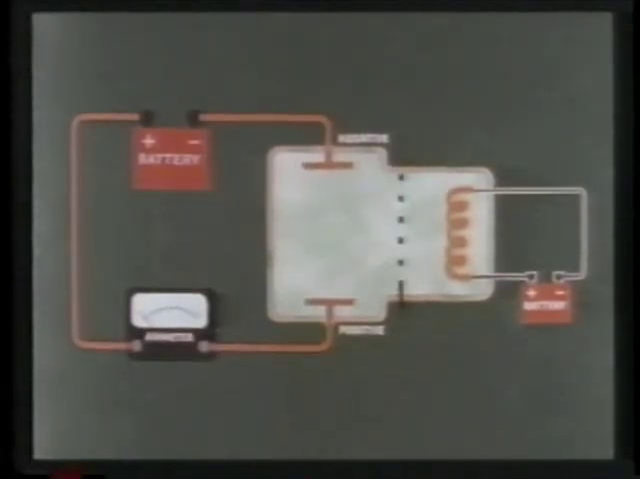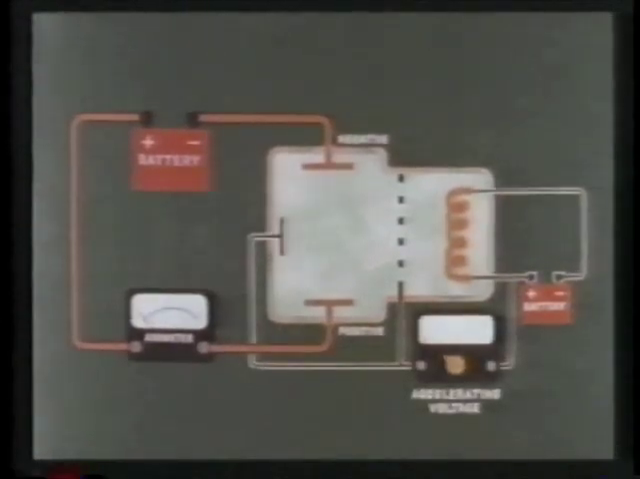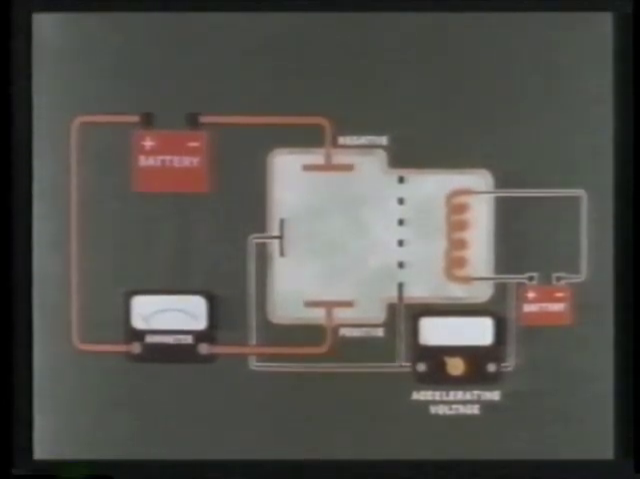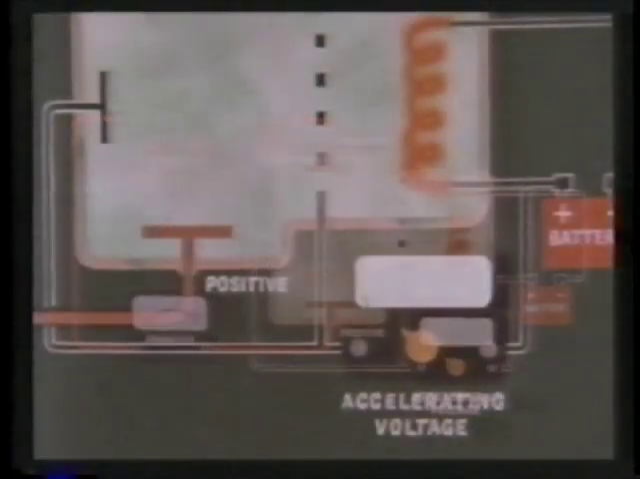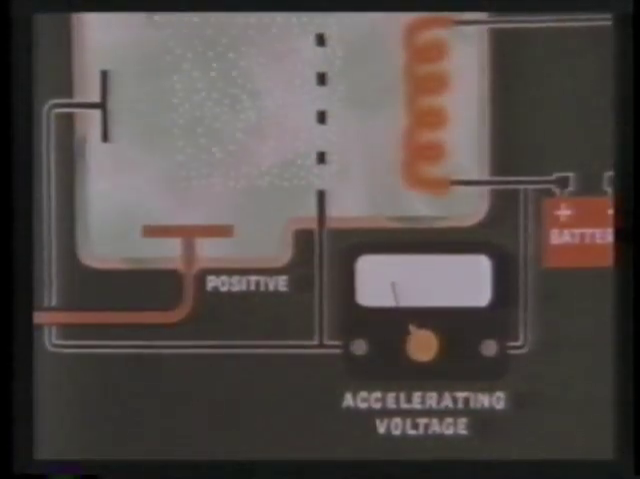This is a metal screen through which most of the electrons can pass. It is called a grid. The grid is connected to a source of positive voltage which attracts the negative electrons. The higher the positive voltage on the grid, the faster the electrons accelerate toward the grid. So, as the accelerating voltage is increased, the electrons are given more and more energy.